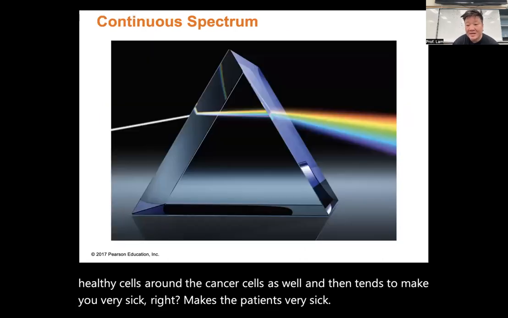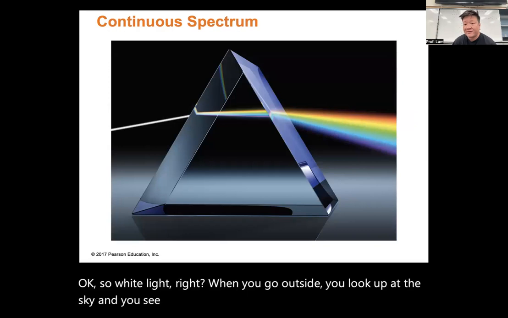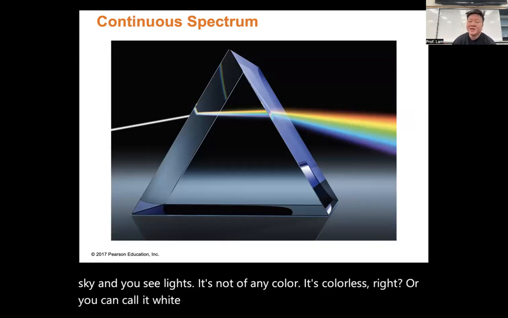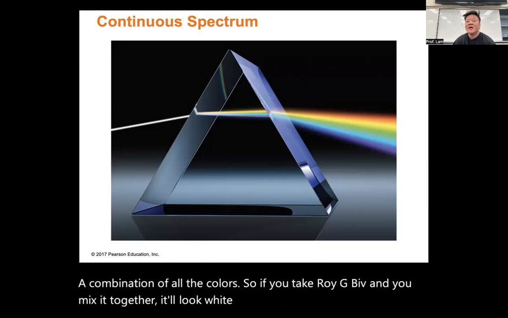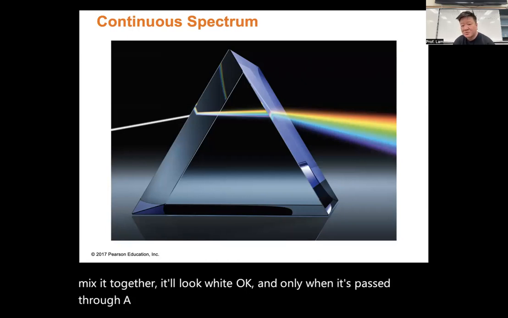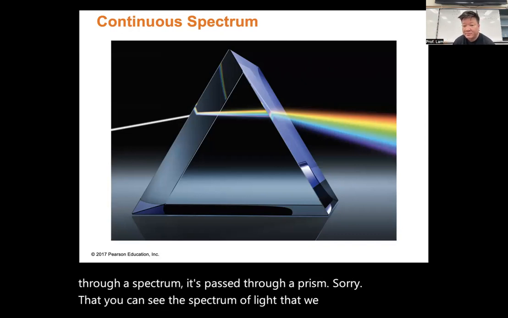Okay, so white light, right? When you go outside, you look up at the sky and you see light, it's not of any color, it's colorless, right? Or you can call it white light. This white light is actually a combination of all the colors. So if you take ROY G BIV and you mix it together, it'll look white, okay? And only when it's passed through a prism, sorry, can you see the spectrum of light that we call the rainbow, right?